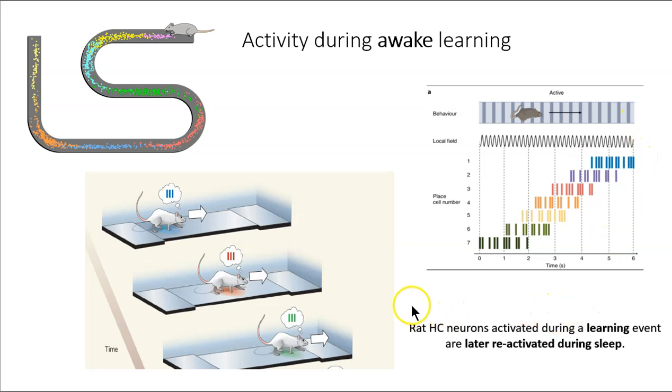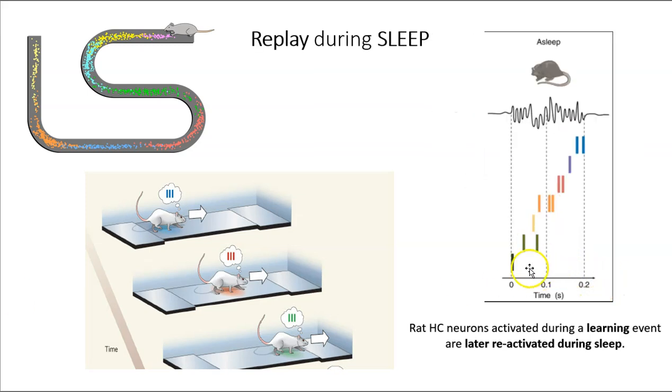Now, what is shocking then is they just then let the animal go to sleep while still having the recording electrodes in the brain, recording from those same neurons. And what did they find? They found episodes during sleep where those same neurons were reactivated in the same kind of sequence. It's as if the animal were replaying its earlier learning episode while it was asleep.